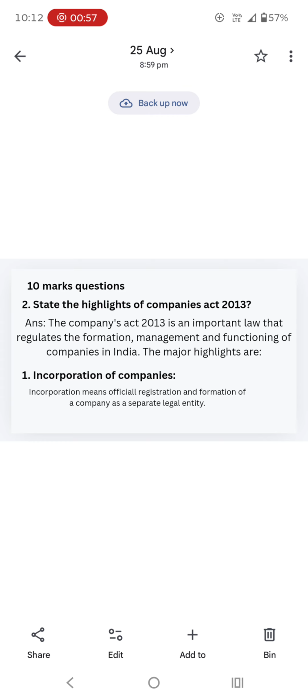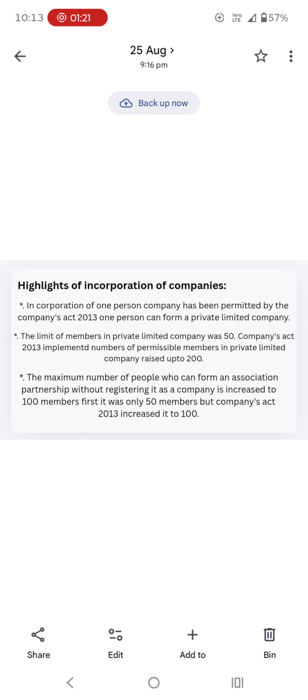It was implemented. The first one is incorporation of companies. Incorporation means officially registering and forming a company as a separate legal entity. Incorporation means registering the company and the formation of a company. It is a separate legal entity. And let us see the points, the highlights of incorporation of companies.